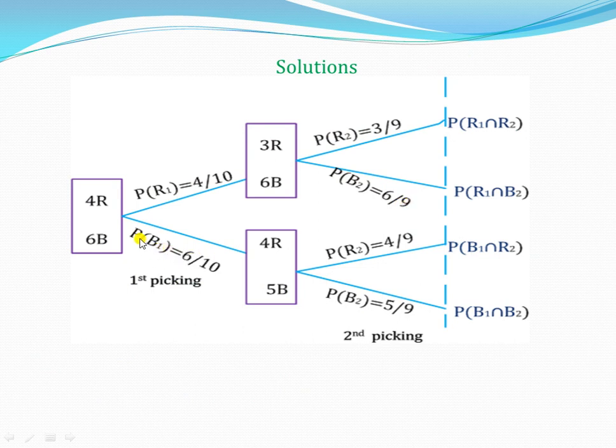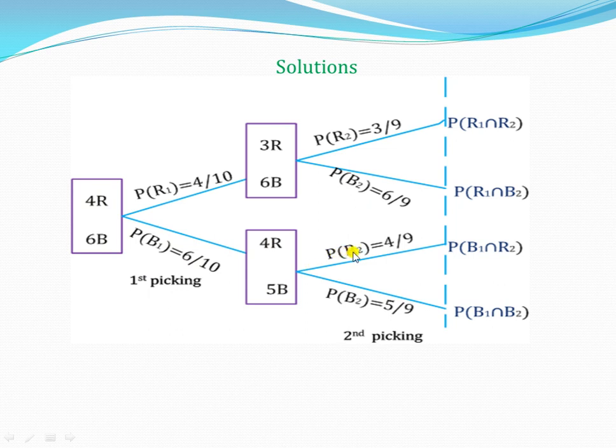Then do the same here. For this case, it means we're now picking black and we are not picking red. So it means the red is supposed to remain the same. That is why you see a 4 here. So we have 4R, meaning for red. But the black ones have reduced by 1. That is why you see 5.